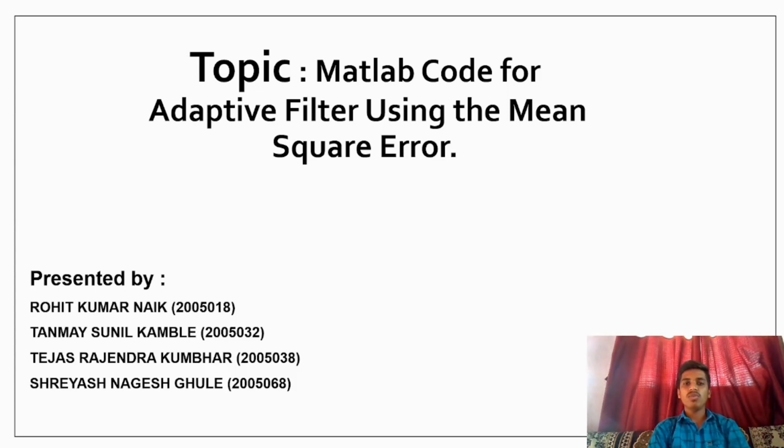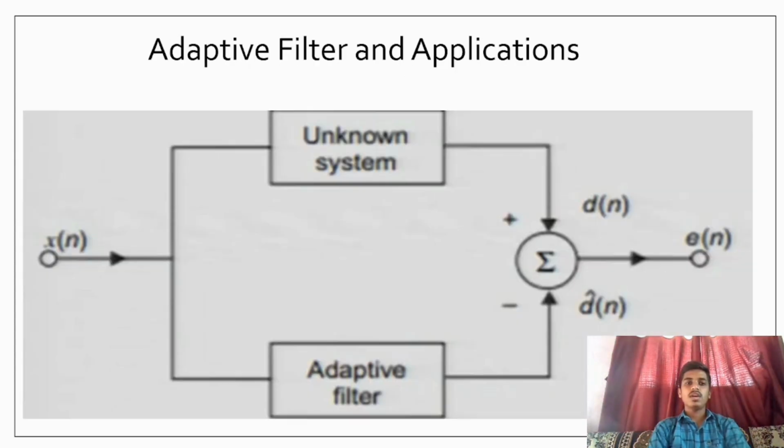Now I am going to explain what is adaptive filter. An adaptive filter is a digital filter that has self-adjusting characteristics. It is capable of adjusting its finite coefficients automatically to adapt to the input signal via an adaptive algorithm. Now we see this simple block diagram of adaptive filter.